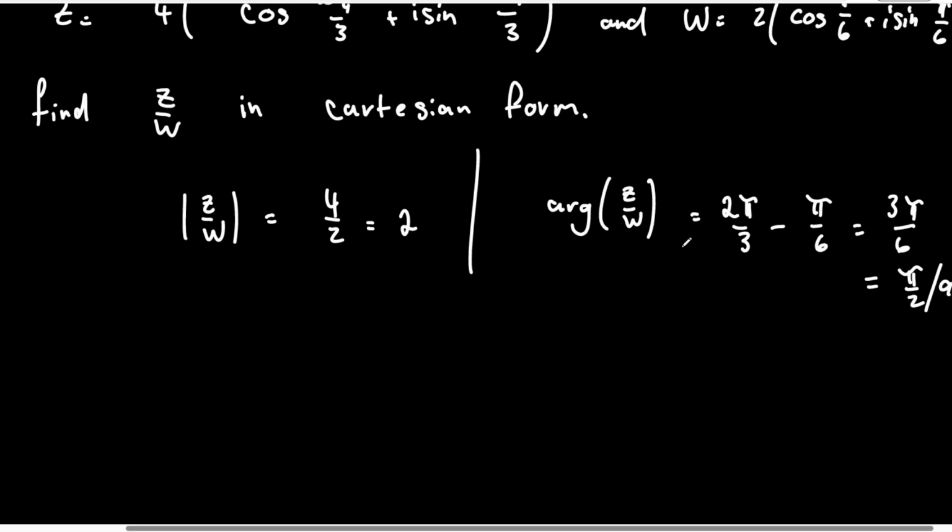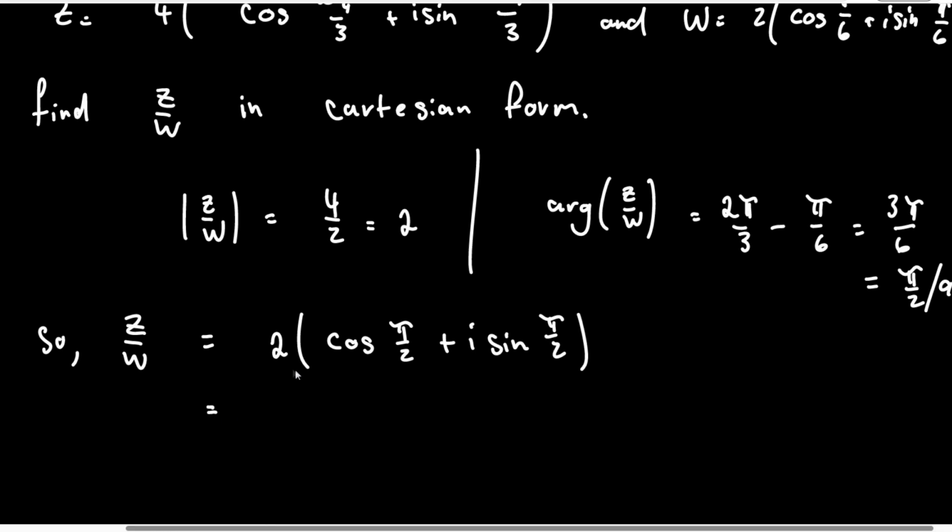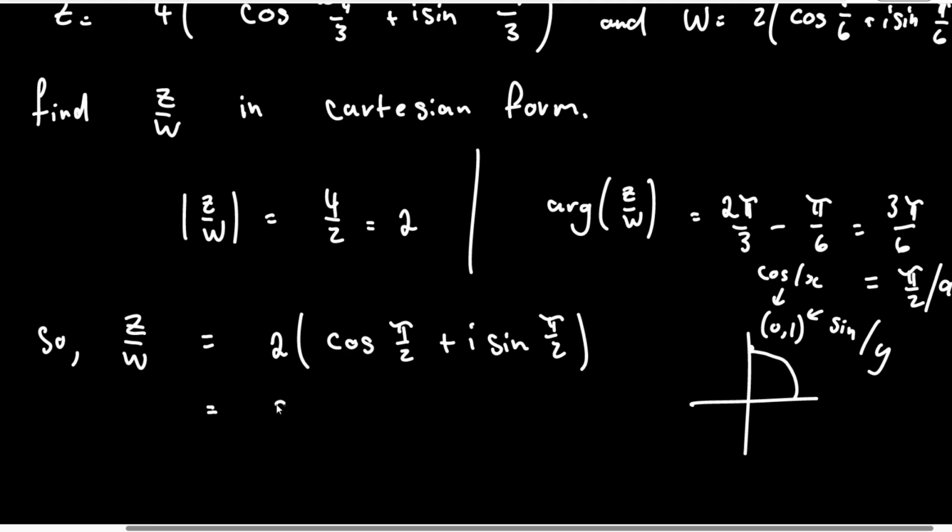Now I have to write z divided by w. It's going to be 2 times the cosine of my new argument plus i sine pi over 2. Going back to basic trigonometry, we know that cosine 90 is 0. How do I know that? I just look at the unit circle: the coordinates at 90 are 0, 1. Sine is always related to my y, cosine always related to my x. So the cosine of 90 is 0, and the sine of 90 is 1. So we can then say 0 plus 1i.